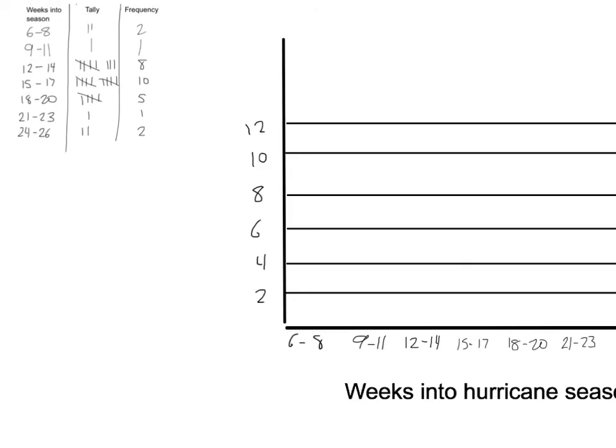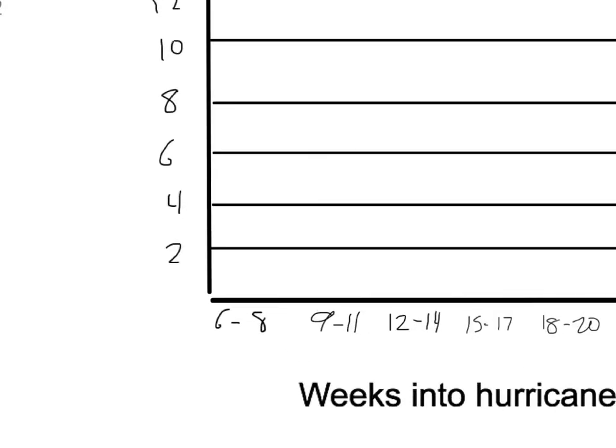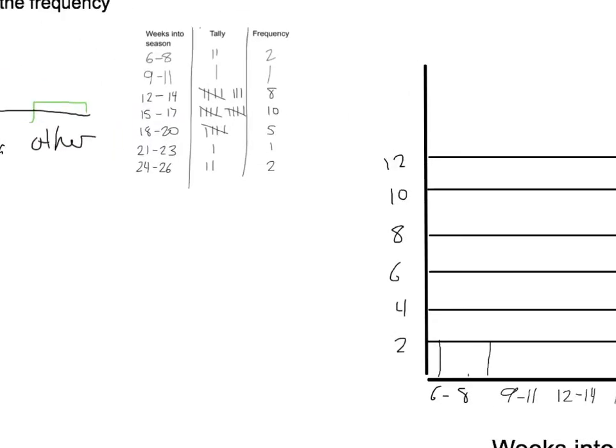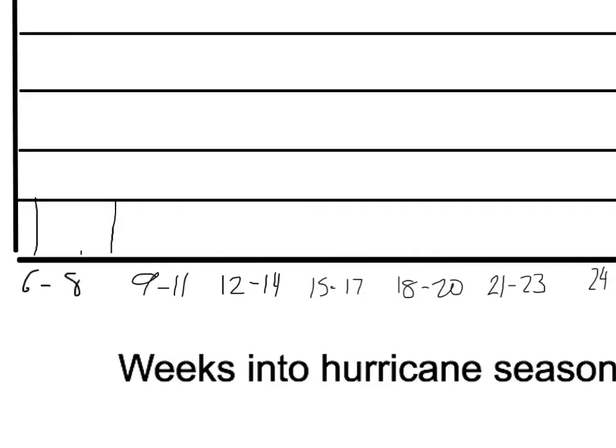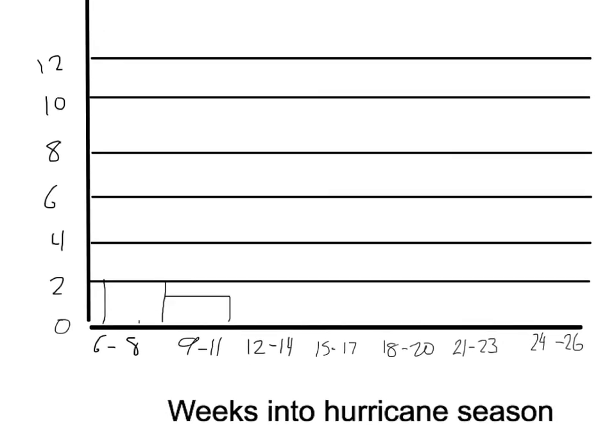So now we can just graph our data. I'm going to look at my table, okay? 6 to 8 weeks into the season, we had 2 hurricanes occur. So what I'm going to do is go on my 6 to 8 and start my first column. It's going to look like that, okay? And actually, I'm going to erase that. I'm going to bring it over a little further because our bars are actually going to connect. So 9 to 11 had 1 hurricane happen, which is between 0, which would be right there, and 2. So it would be like that. And then I want you guys to take a second, just fill out the table, and then we'll be almost done.